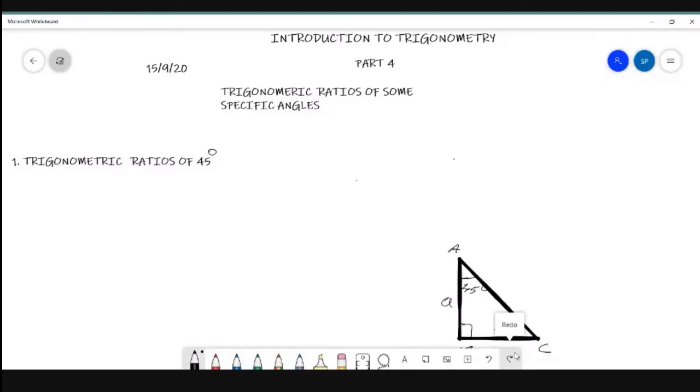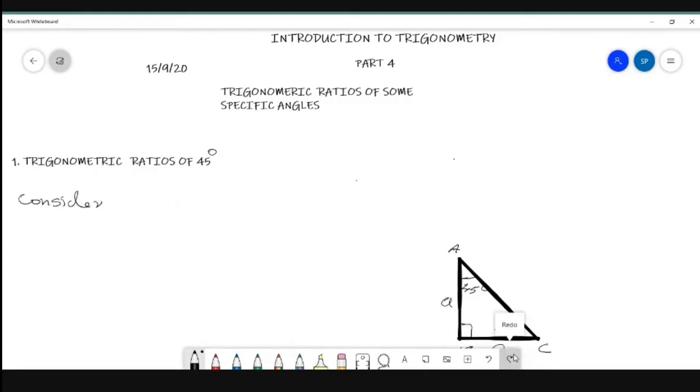Now let us continue with trigonometry. I'm going to teach the trigonometric ratios of some specific angles like 0, 45 degree, 30 degree and 60 degree, then 90 degree. So first let us see how to derive the trigonometric ratios, or values, of 45 degree.